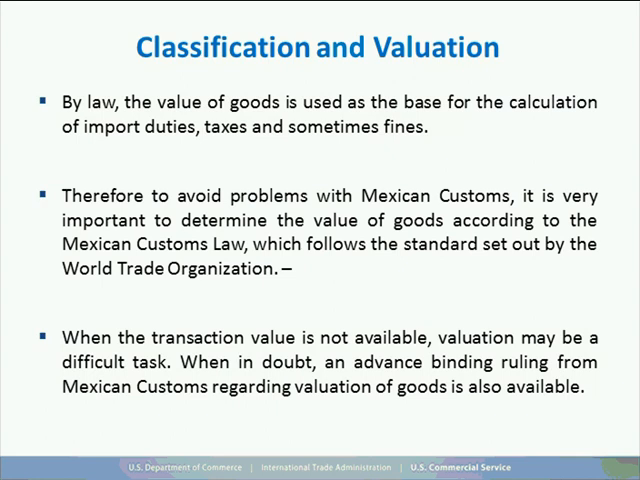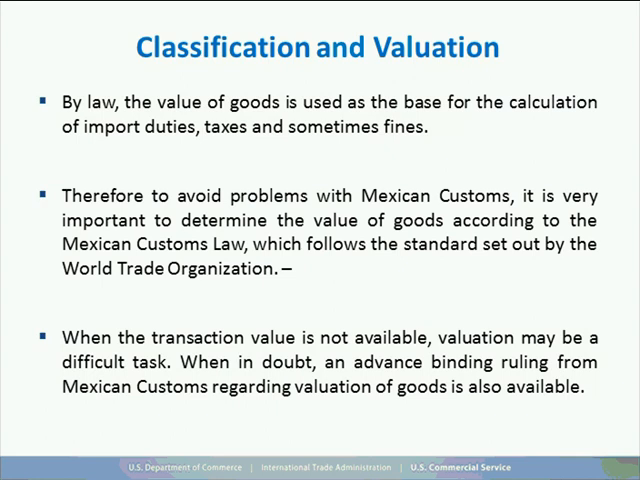Normally, if there's a market value being used for the product and the invoice reflects that, you won't have any problems with customs. When the transaction value is not available, valuation may be a difficult task. Also, when in doubt, an advance ruling may also be available from Mexican customs.